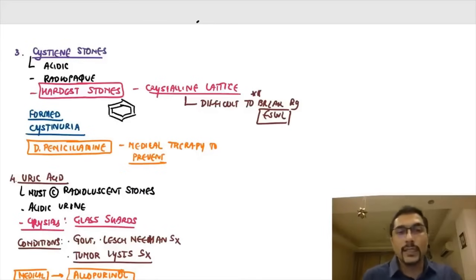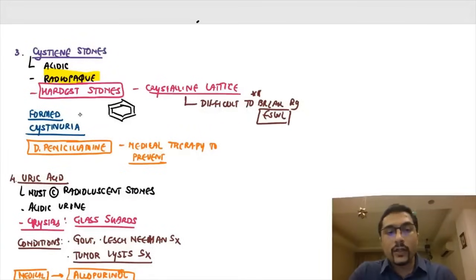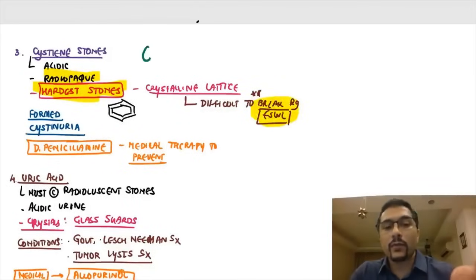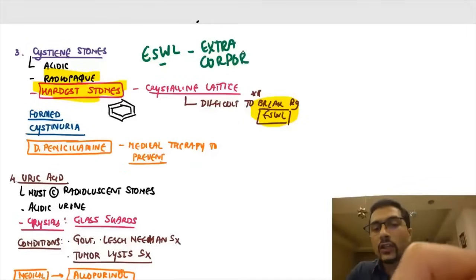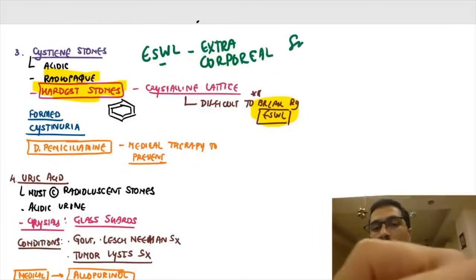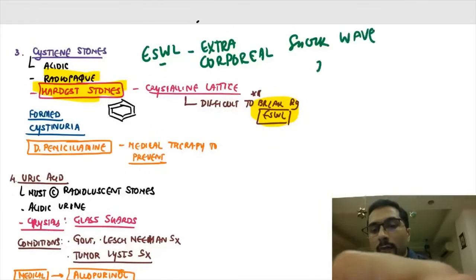Other types of stones, cysteine stones, are also radiopaque, and the question which has been asked is that they are the hardest stones and you cannot break them by ESWL. The full form of ESWL has also been asked in your exam. It is a method to deal with renal stones. It is known as extracorporeal shockwave lithotripsy. So extracorporeal shockwave lithotripsy is ESWL. You should know the full form.